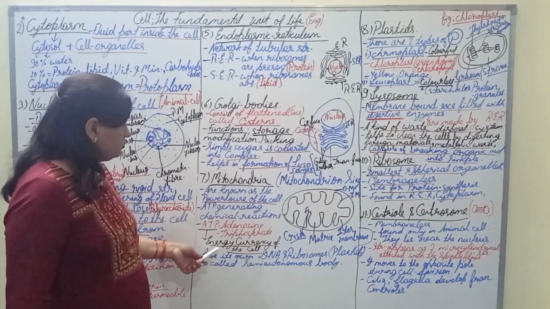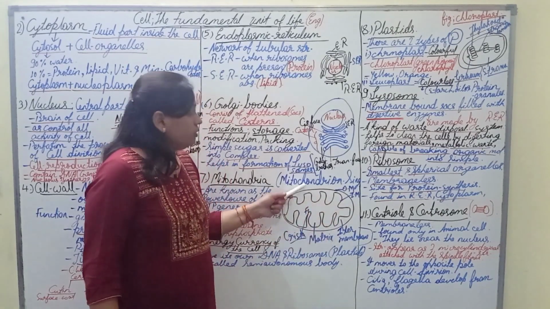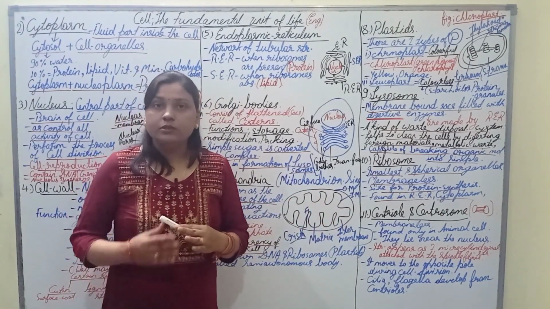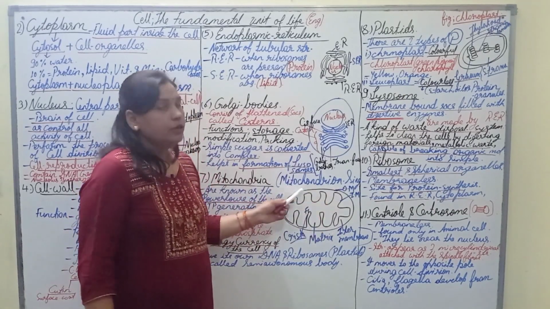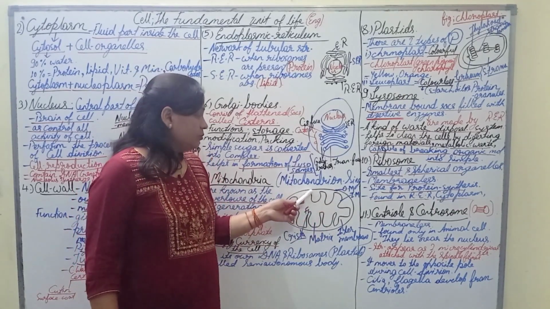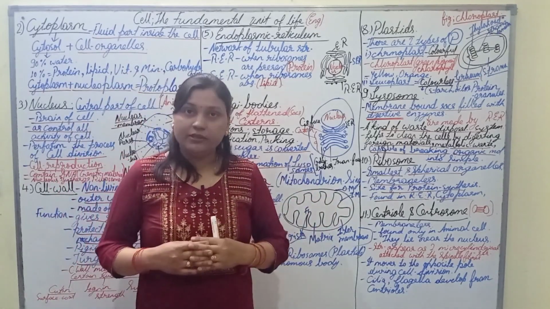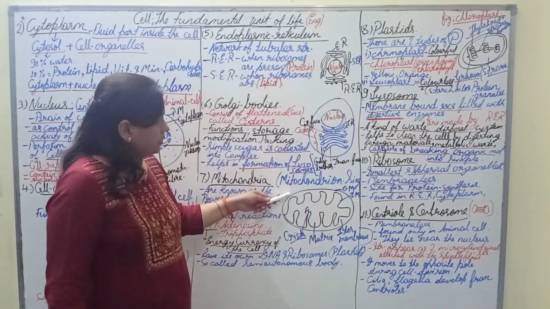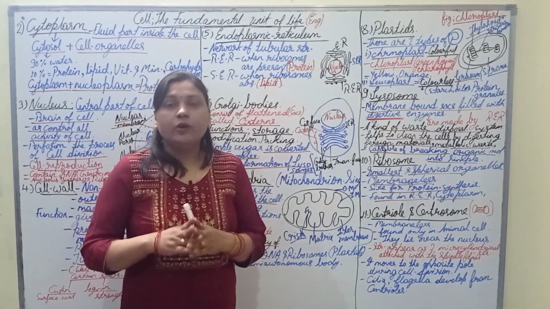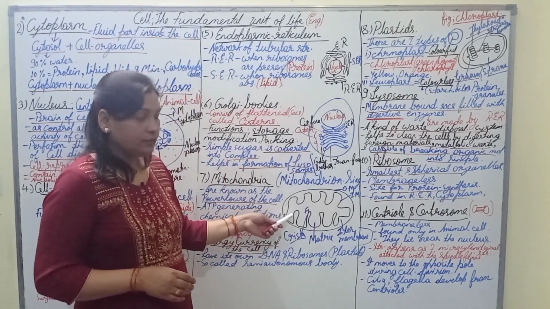If we talk about the structure of the mitochondria, it is a double membrane bound structure. The outermost covering is flexible and porous. That means pores are present on the outer surface for the exchange of materials. The inner surface is deeply folded, and it expands and provides area for the cellular reactions.